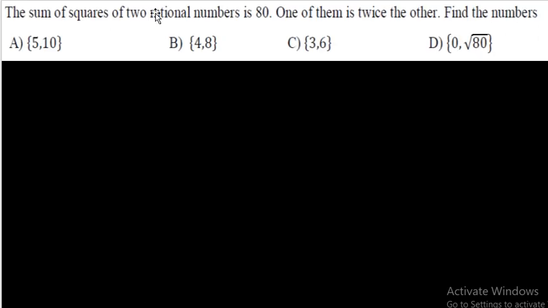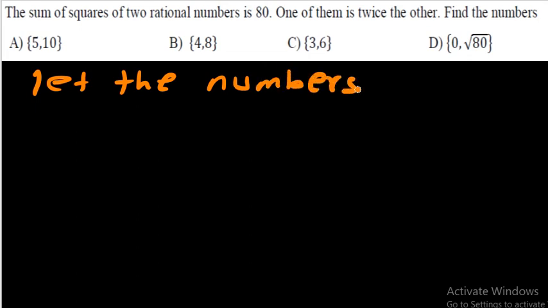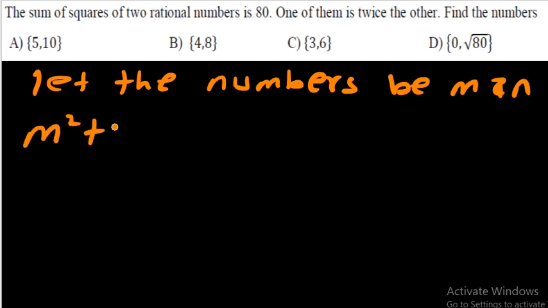The next question says the sum of squares of two rational numbers is 80. So let the numbers be m and n. The sum of squares of two rational numbers means m square plus n square is equal to 80, which is given. We represent the rational numbers by two variables, m and n, so we square them and add them. The result will be 80.